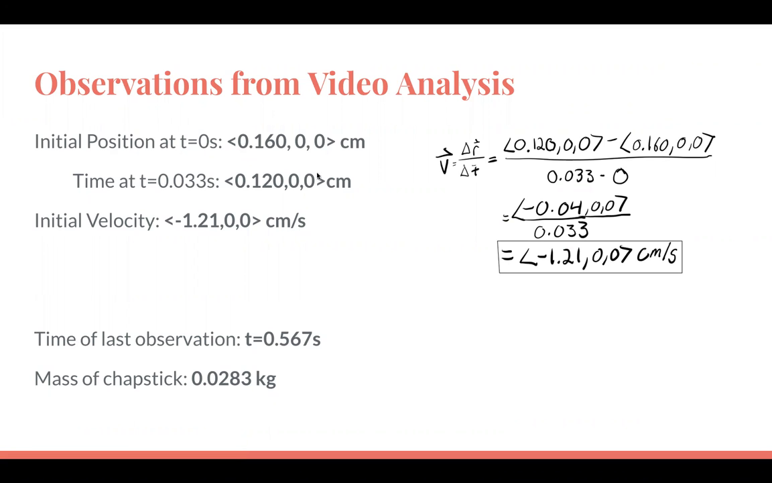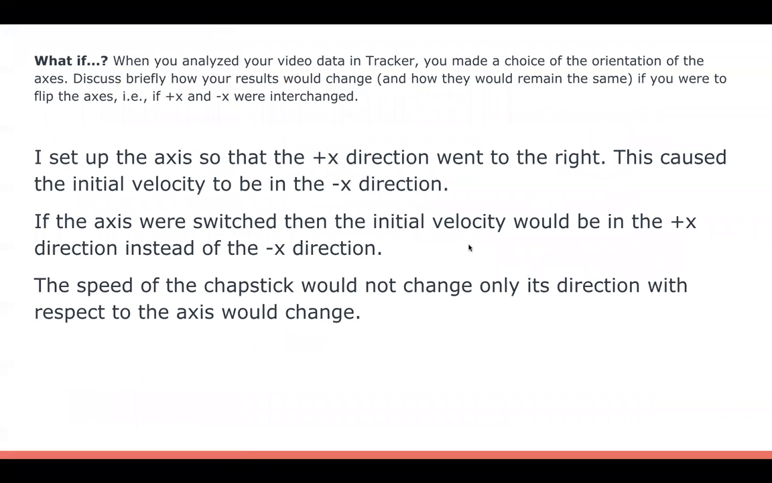Additionally, the axis was set on tracker so that the positive x direction went to the right, and this caused the initial velocity to be in the negative x direction. So if the axis were switched, then the initial velocity would be in the positive x direction instead of the negative x direction. The speed of the chapstick would not change, only the direction with respect to the axis would change.